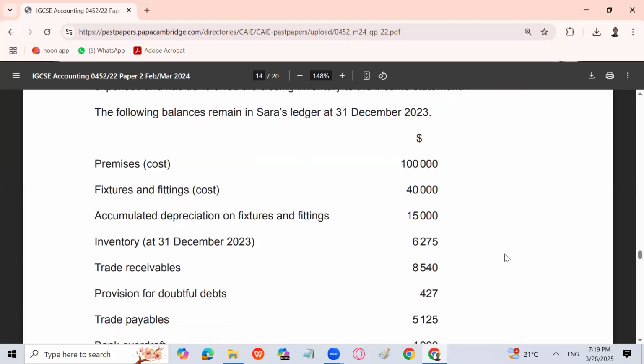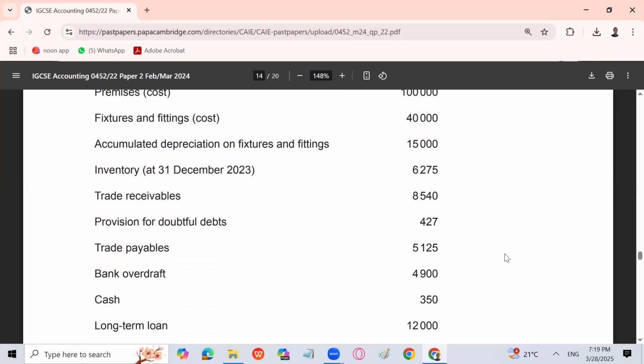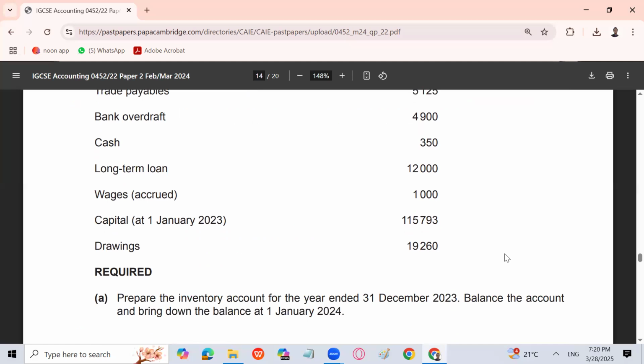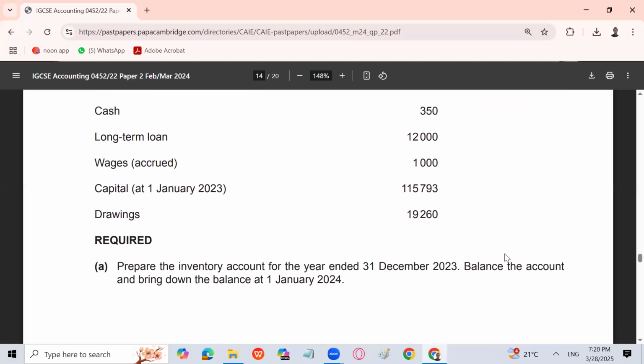Premises at cost is 1 lakh. Fixture and fitting cost is 40,000. Accumulated depreciation on fixture and fitting 15,000. Inventory at 31st December 2023 6275. That is going to be the closing inventory. Trade receivables, provision for doubtful debt is given. Trade payables are given. Bank overdraft is a current liability. Cash is given, is a current asset. Long-term loan, wages accrued are given.